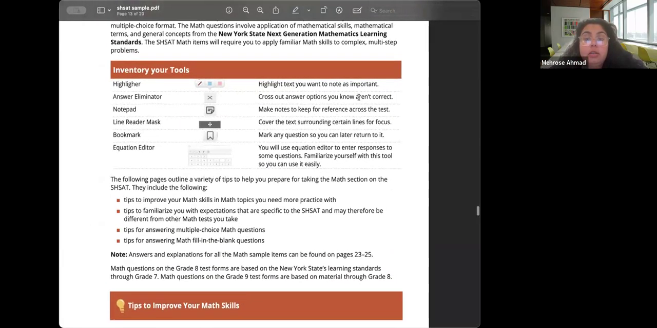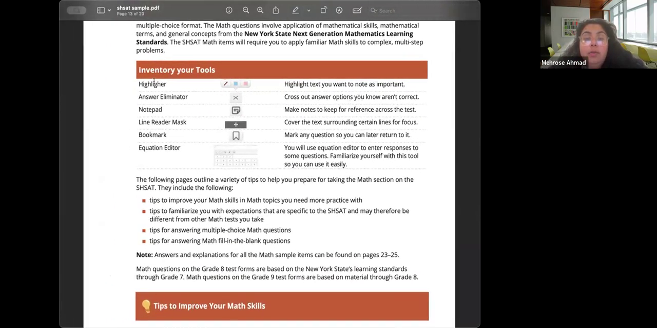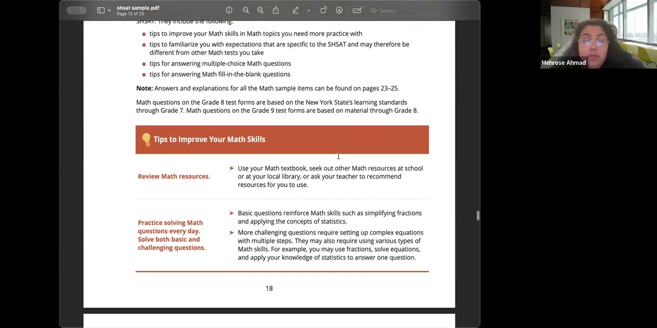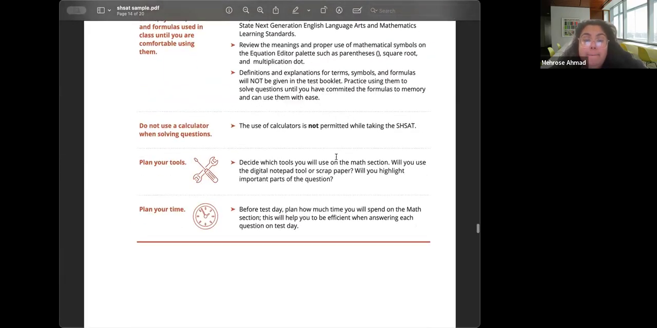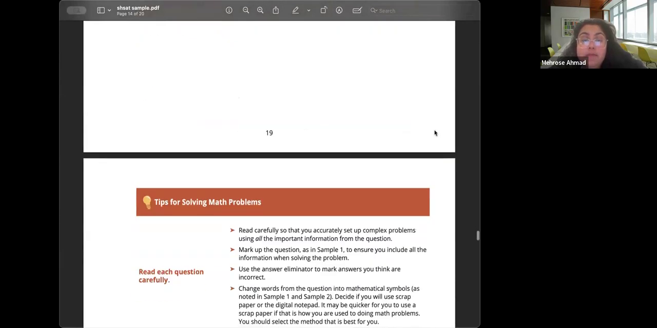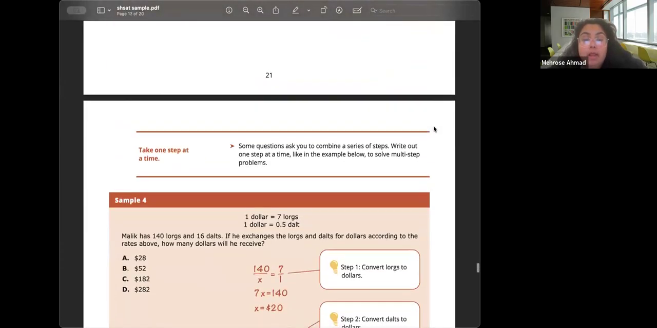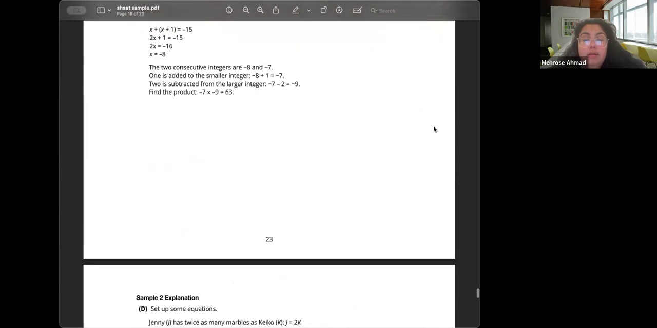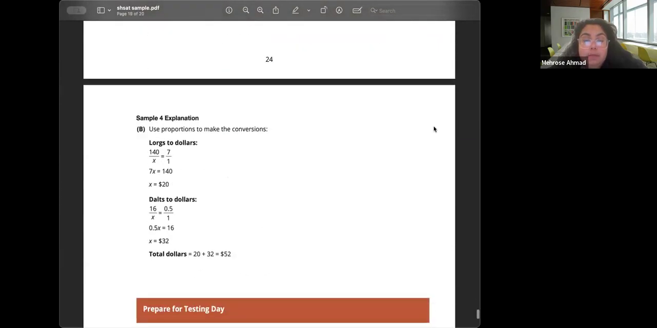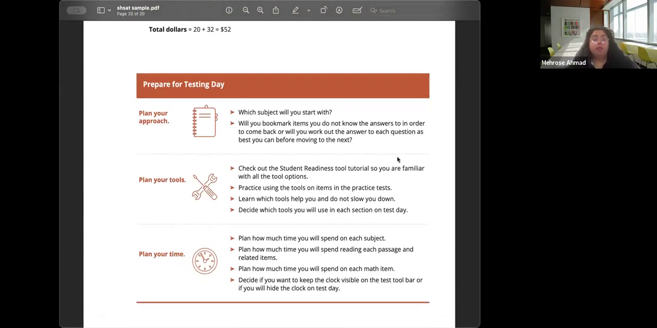Now the math section. So pretty much same features. But we also have an equation editor for certain questions. So again, they even tell you you should familiarize yourself with this tool. Calculators are not permitted while taking the exam. That's important to know. So that is that. And then there are some sample problems.